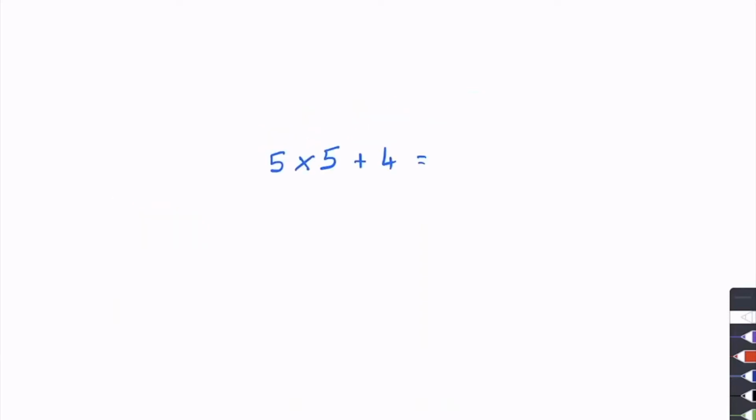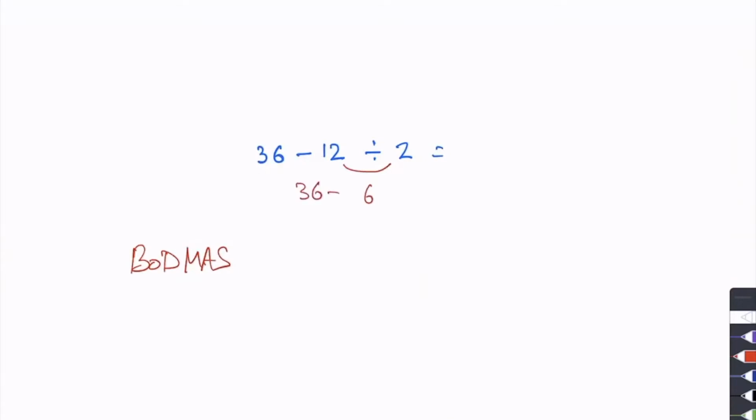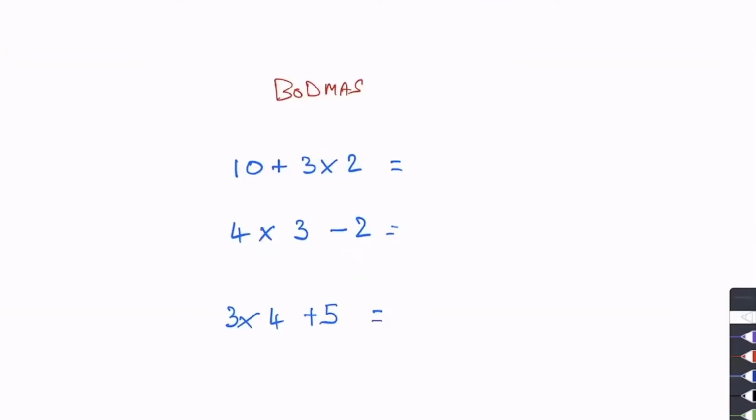And this is why BoDMAS is really important. So this one here, are there any brackets? No. Divisions or multiplications? Yes. 5 5s are 25, plus the 4 just gives you 29. Here we have 36 minus 12 divided by 2. We've got no brackets. We do have some divisions, so we're going to do those first. 12 divided by 2 is 6, and we have 36 minus 6, which just gives you 30. Okay, have a look at these 3 questions. Apply BoDMAS, pause the video now, and come back when you've completed them.